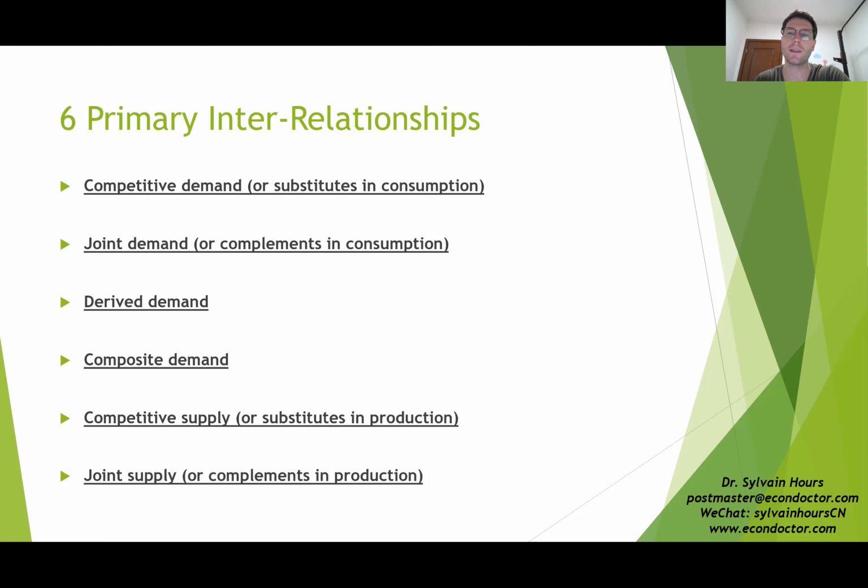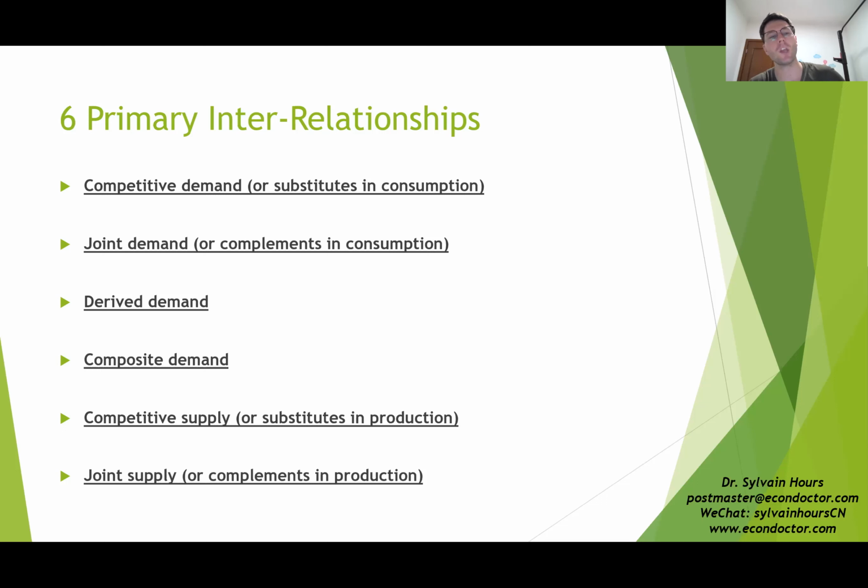Composite demand is when there is one product that can be demanded for multiple purposes. Competitive supply, substitute in production, is when with the same resources you can produce either one output or another. Joint supply, complements of production, is when two products are produced at the same time with the same resources.